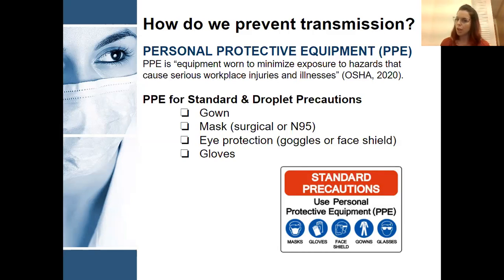This is per OSHA in general, but for PPE for standard and droplet precautions, we are talking specifically about gowns, masks, which may be surgical or N95, depending on the situation, eye protection, goggles or face shields, again, depending on the situation, and gloves.